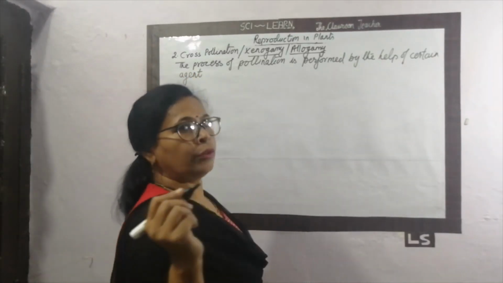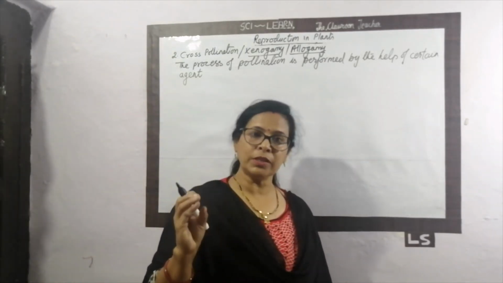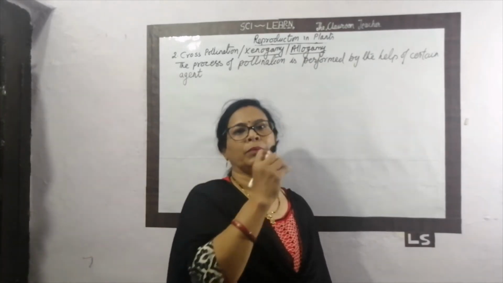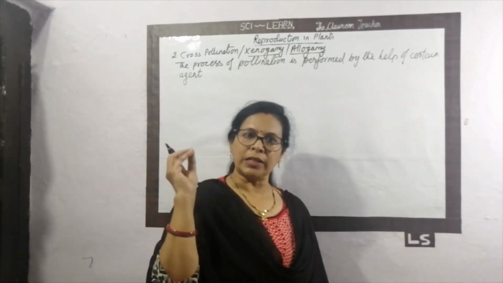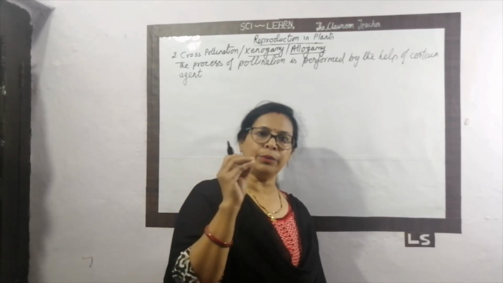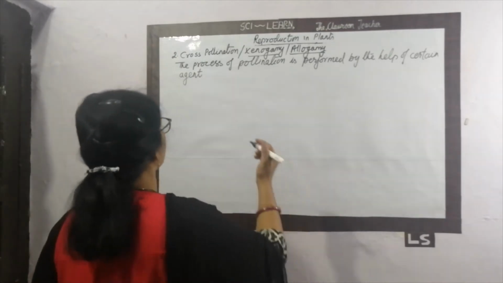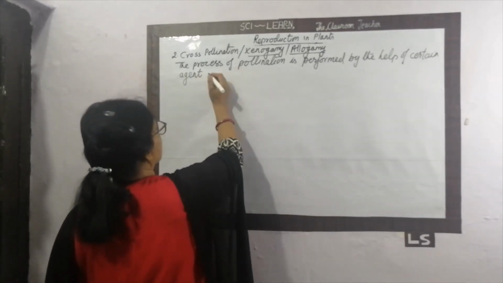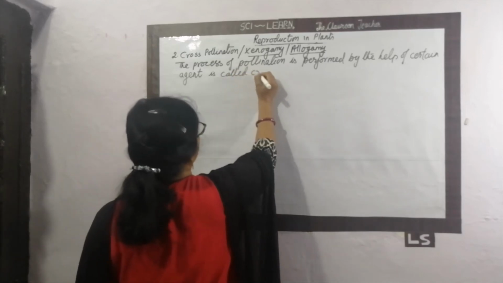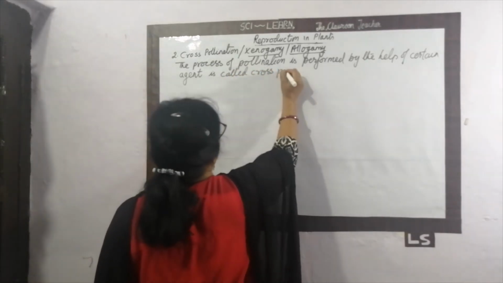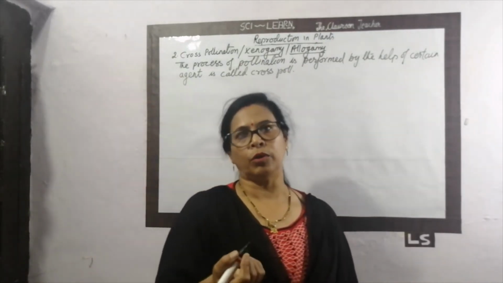Okay, what is the role of agents? They carry the pollen from one place to another, from the male part to the female part. So this is a process of pollination performed with the help of certain agents. It is called cross-pollination, or xenogamy, or allogamy.